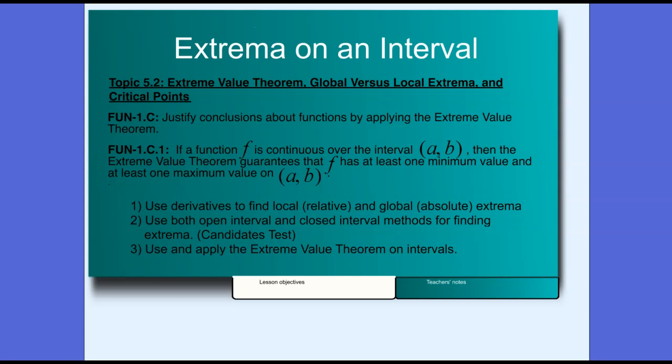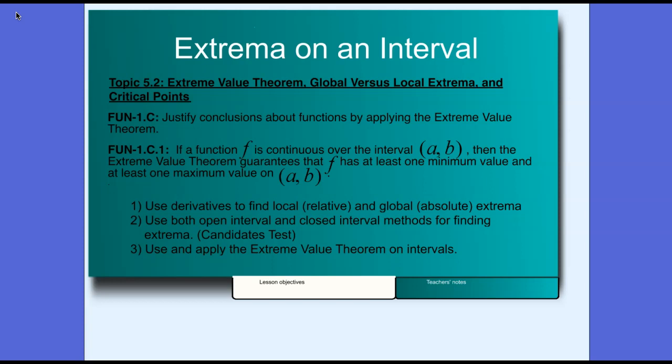Welcome to Lesson 5.2, Extrema on an Interval. The standard for this lesson is functions-1.c.1. If a function f is continuous over the open interval (a, b), then the extreme value theorem guarantees that f has at least one minimum value and at least one maximum value on that open interval (a, b).